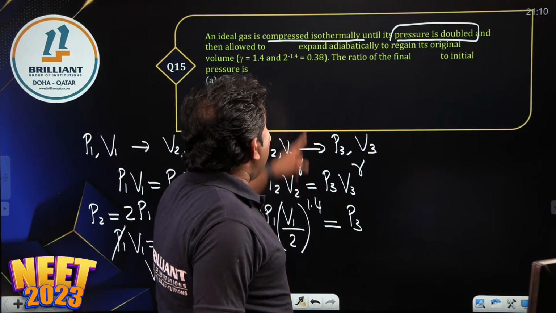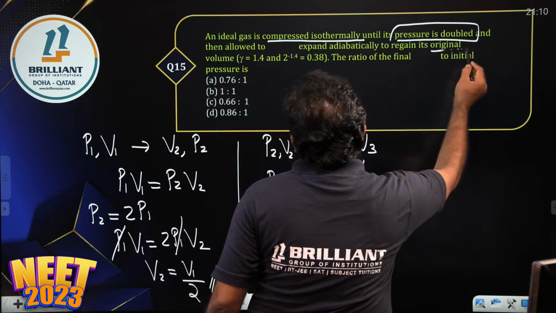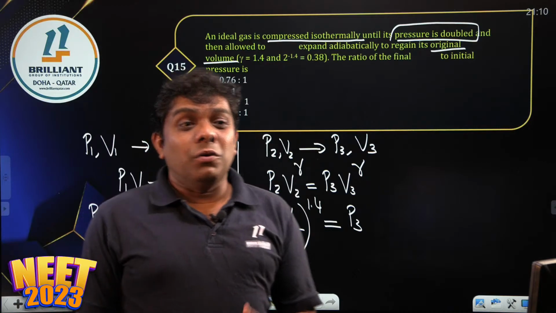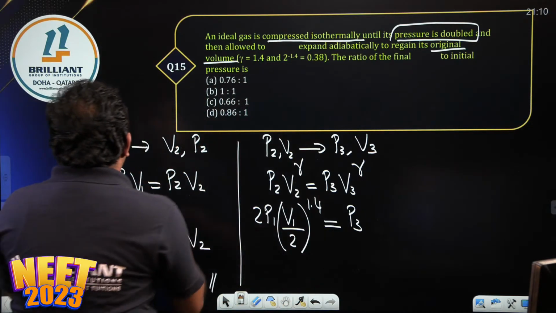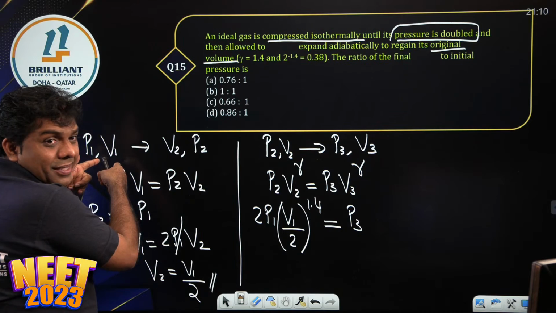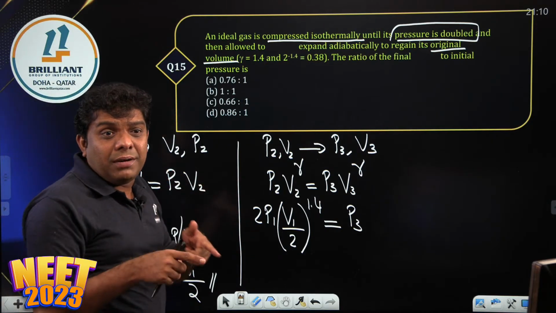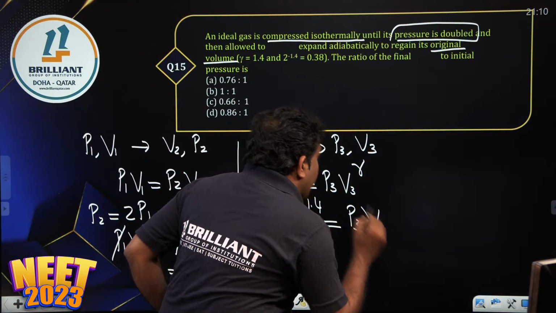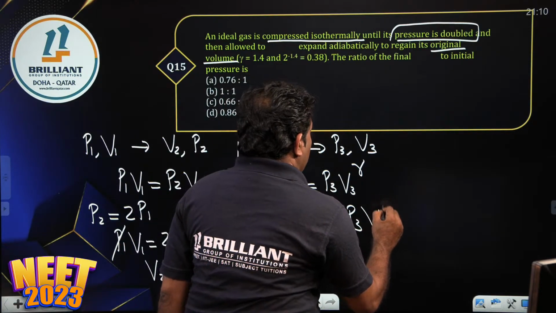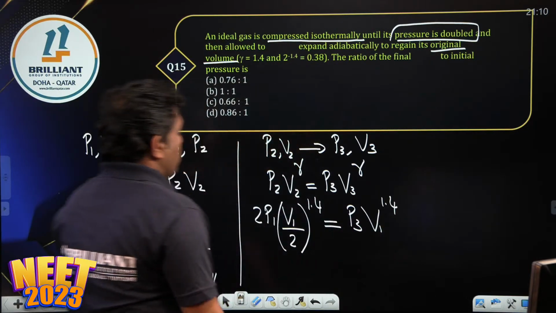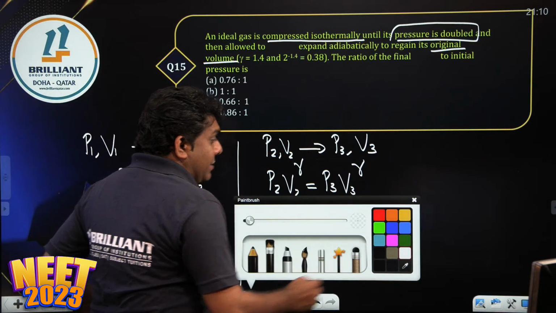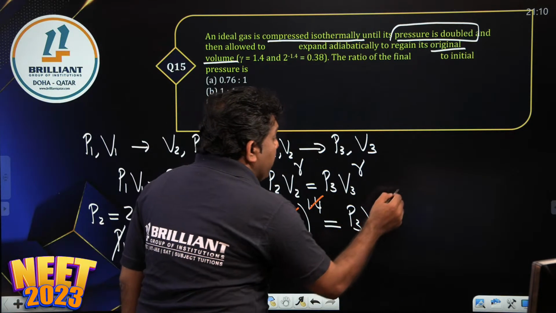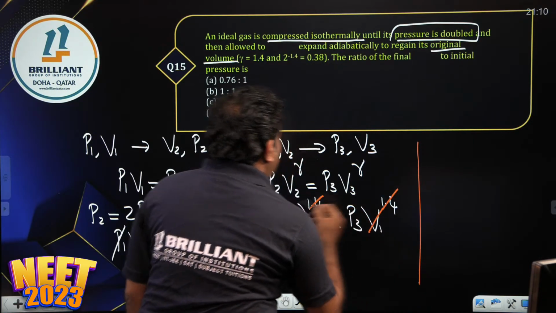They are saying adiabatically to regain its original volume. Can you say what is the original volume? The original volume that you taken, it is V1, initial volume, because we are starting from the initial one. So V3 becomes V1 now. So V1 raised to the power again 1.4. It's clear now. We can cancel the terms. V1 raised to 1.4 is cancelled.